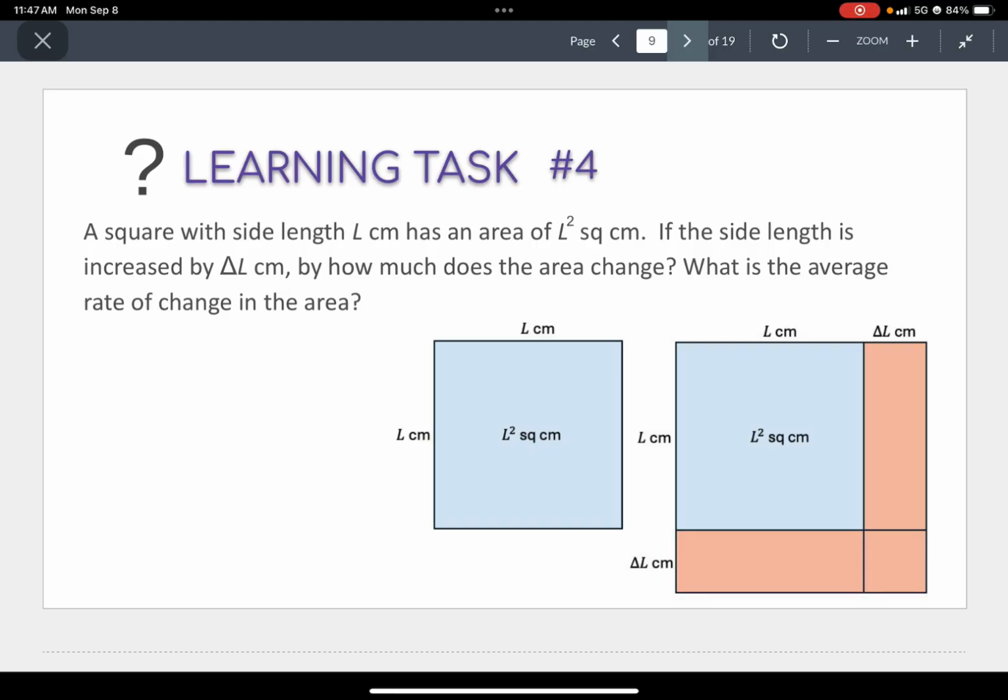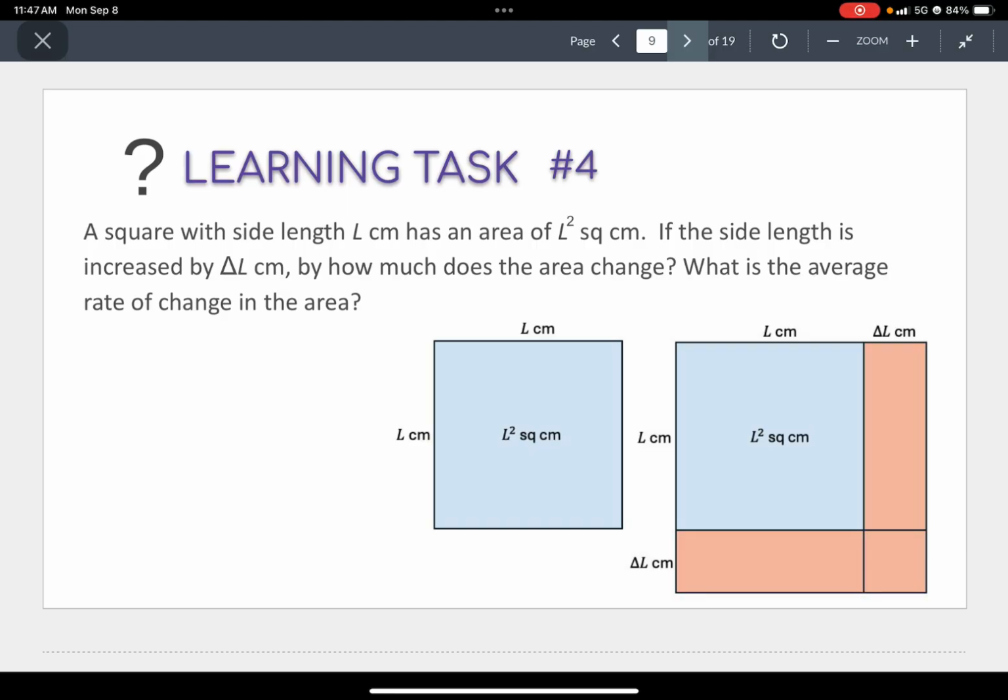A square with side length L centimeters has an area of L squared square centimeters. If the side length is increased by delta L centimeters, how much does the area change? What is the average rate of change in the area? Again, this builds on learning tasks 1 through 3.